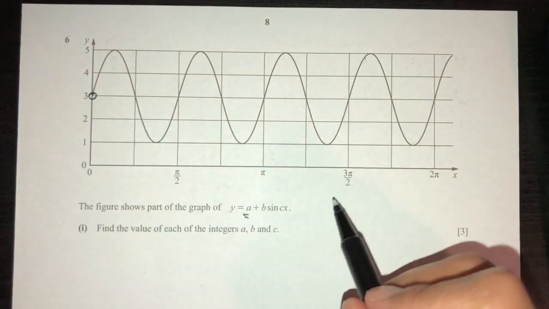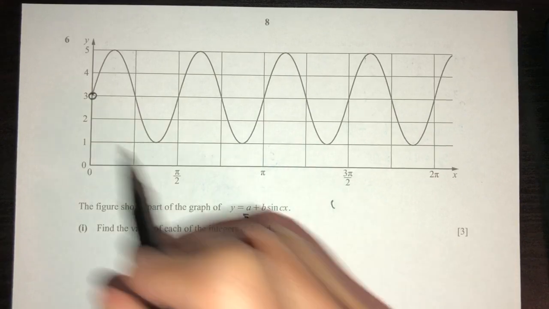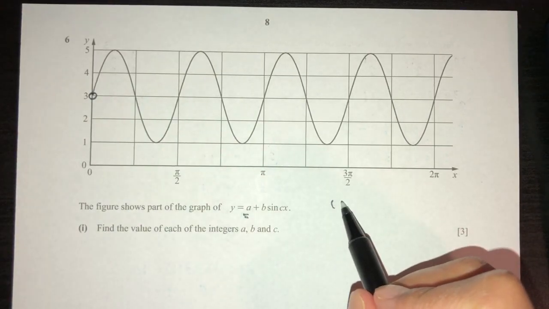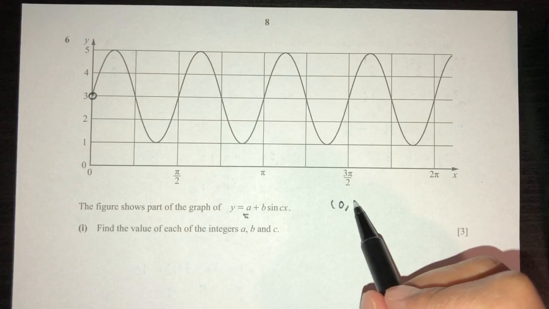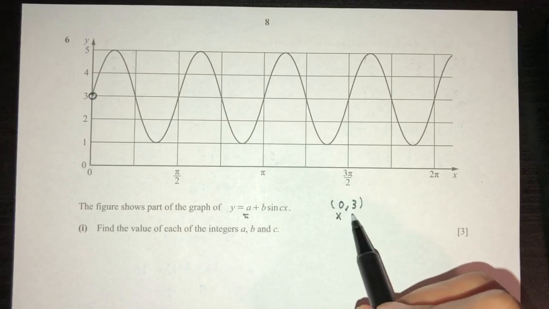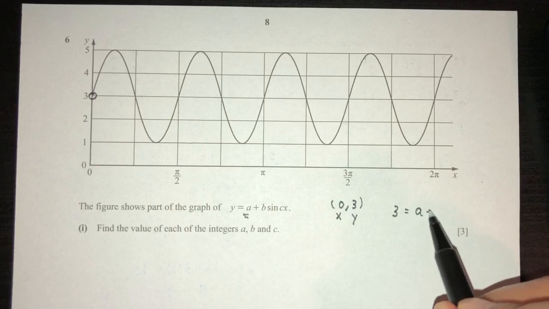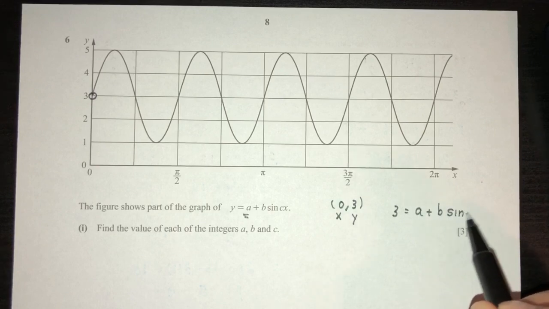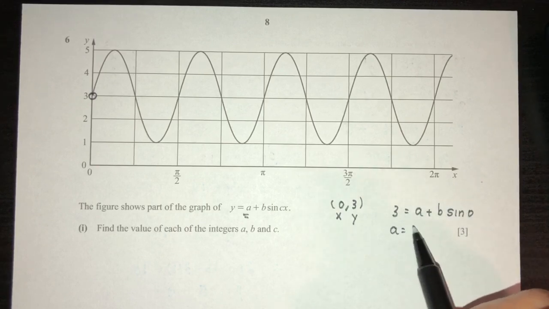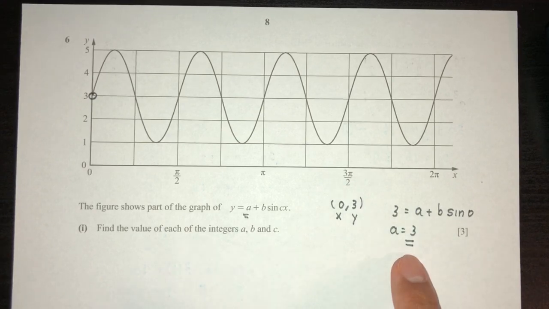So we know that at the point where this is the point. What point is that? It is the point (0, 3). This is x and this is y. Replace back in your equation. You will have 3 is equal to a plus b sine of 0. So a has to be 3. That is your first value that you have right now.